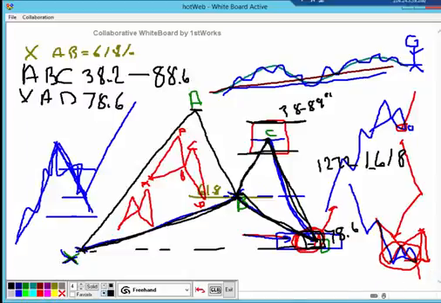You want to go with the trend, not against it. And, you know, it's easy to say sometimes, right? Easier said than done. But right here is the foundation for harmonic patterns.